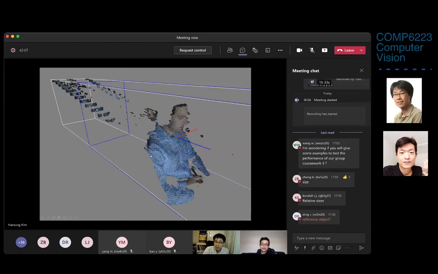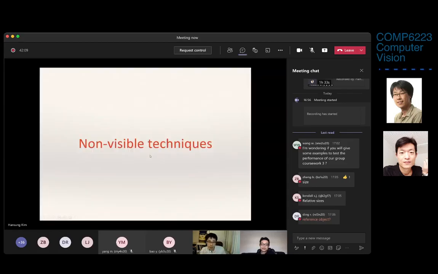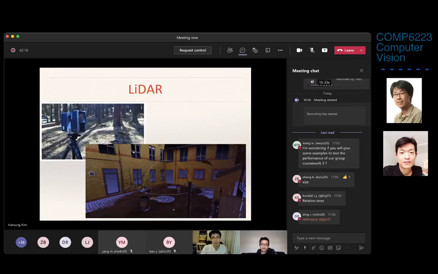So now you can use some non-visible techniques. They still use some kind of rays, but they are non-visible ones. The first one might be LiDAR. A LiDAR scanner is something like a radar. It uses a single frequency laser. It shoots and then measures the time difference, also the phase difference, when the beam comes back, and then measures the distance. This is extremely accurate because it uses a single frequency laser.